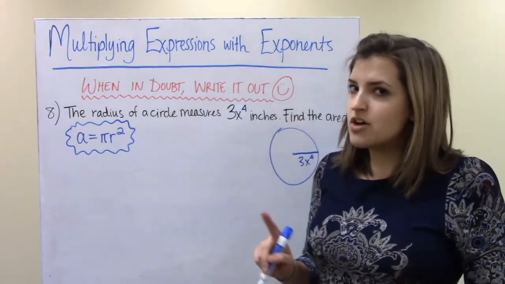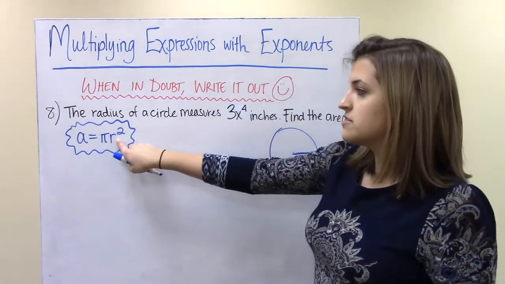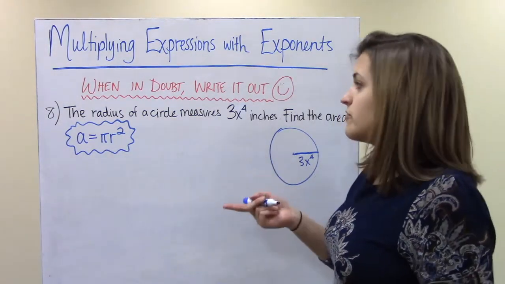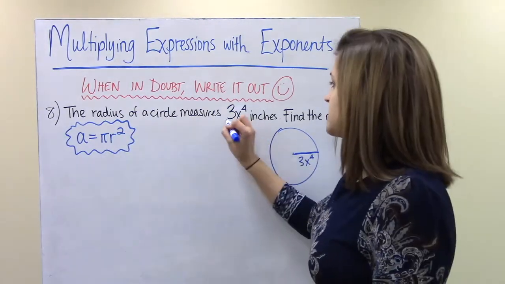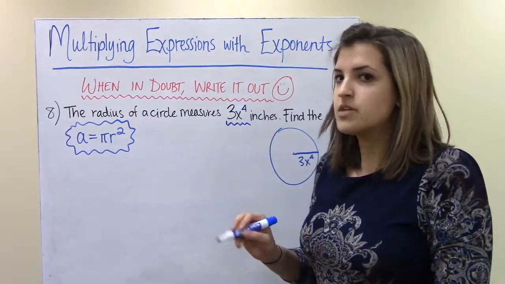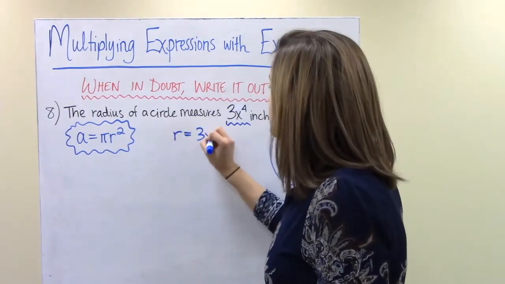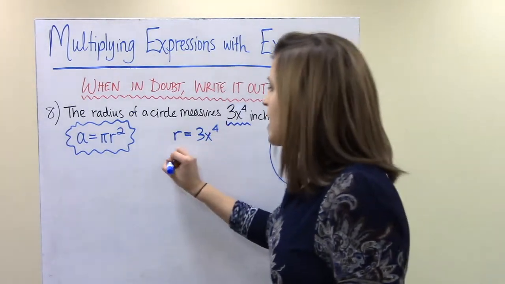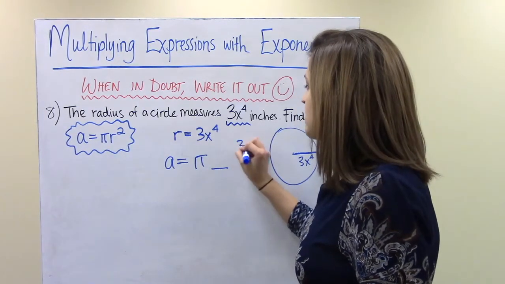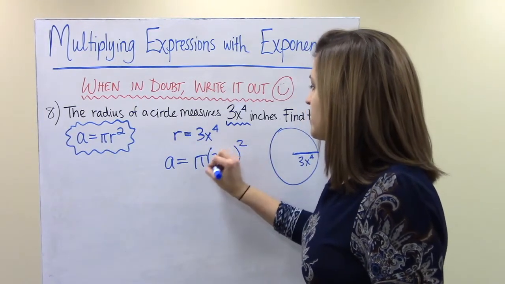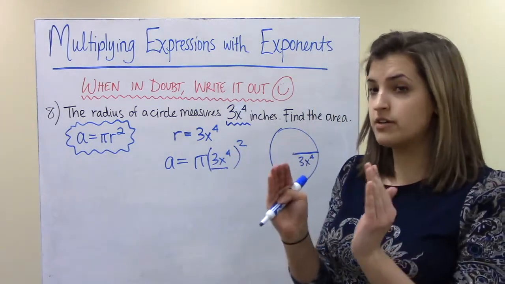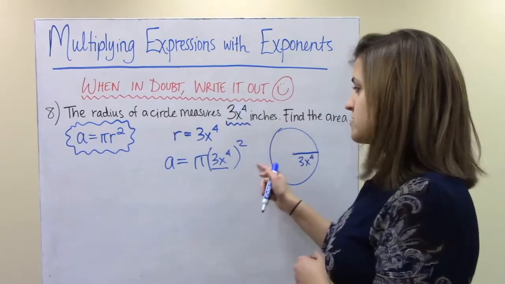And we also need to know something about the area of circles. The area of circles is pi times r squared, where r is our radius. So if we know the radius, and they tell us the radius is 3x to the 4th inches, we can plug that in for r. So we know r equals 3x to the 4th inches. So in A equals, where area equals pi r squared, I'm going to plug in 3x to the 4th. So I have pi times 3x to the 4th all squared, and it'll be inches squared.